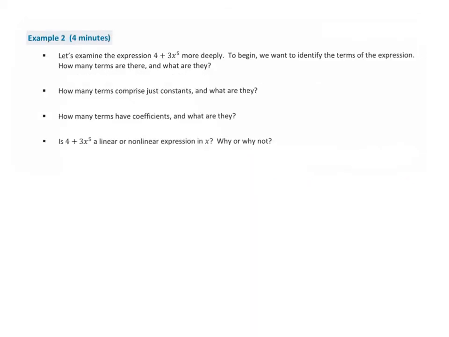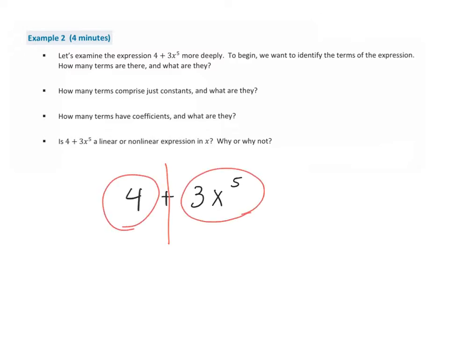All right, example 2, it says, let's examine the expression 4 plus 3x to the 5th power more deeply. To begin, we want to identify the terms of the expression. How many terms are there and why? So this is the first part of the question. It's asking, how many terms are there here? Now, if we think back, I believe you learned this in, honestly, 6th grade. We find the terms in an expression by finding all the plus or minus signs and drawing a line through them. Okay, this separates our terms. So here we have 1, 2 terms. So there are 2 terms. And these are 4 and 3x to the 5th power.